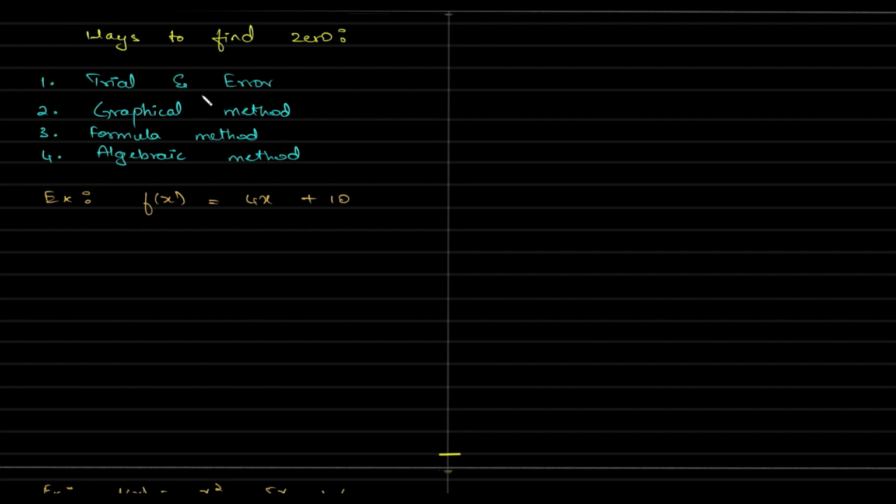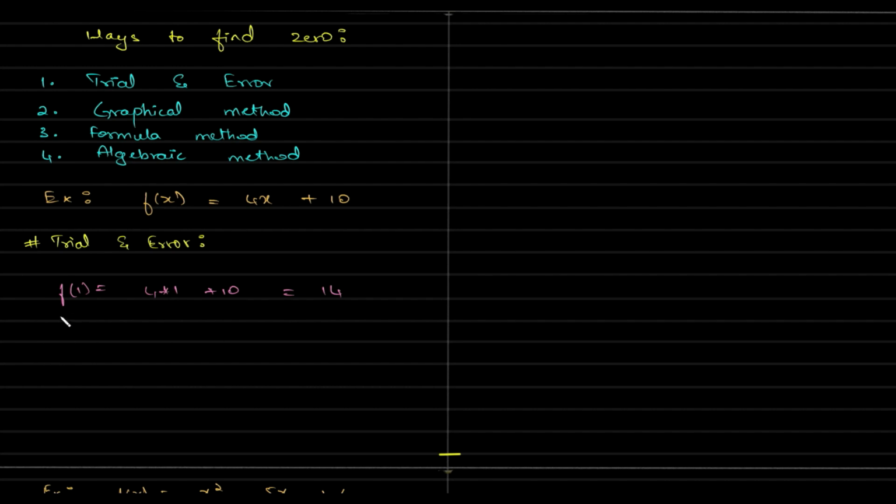So let's start off by taking an example. It's always better to understand things with examples. I have f of x equal to 4x plus 10. If I use the first method, trial and error, we are looking at f of x is equal to 4x plus 10. Clearly, let me try a positive number first. Let me try 1. 4 into 1 plus 10, so I'll get 14. All I did was substitute 1 in place of x.